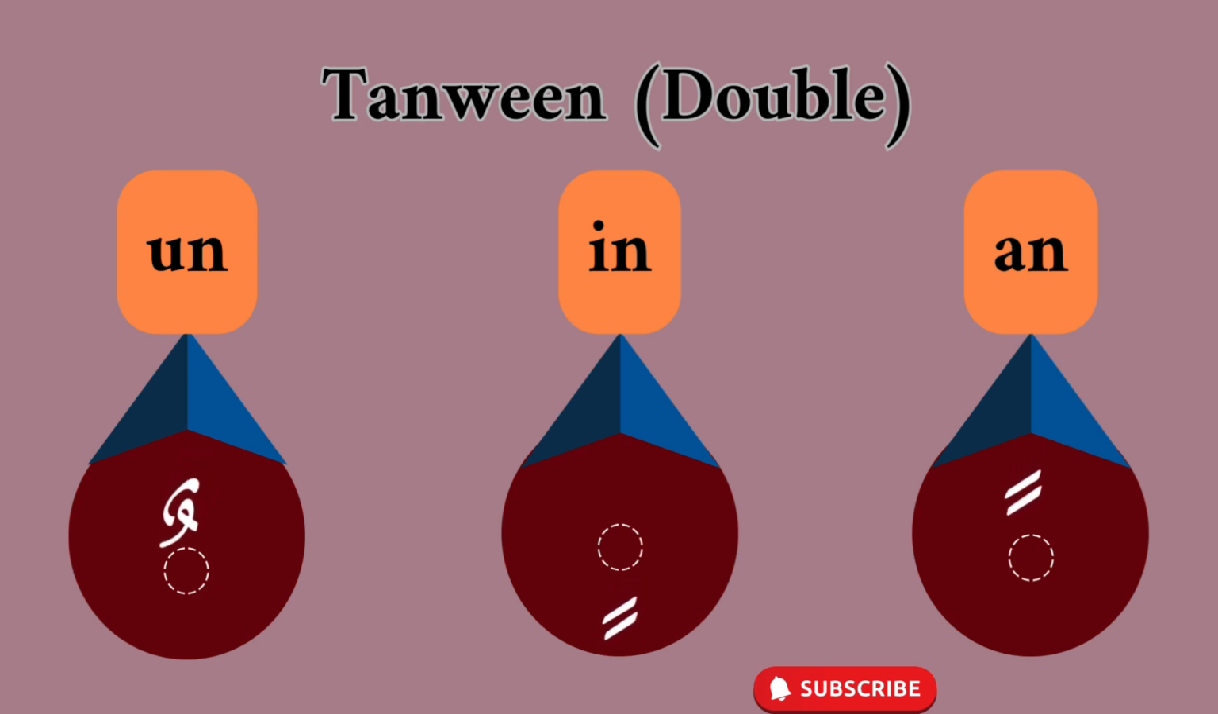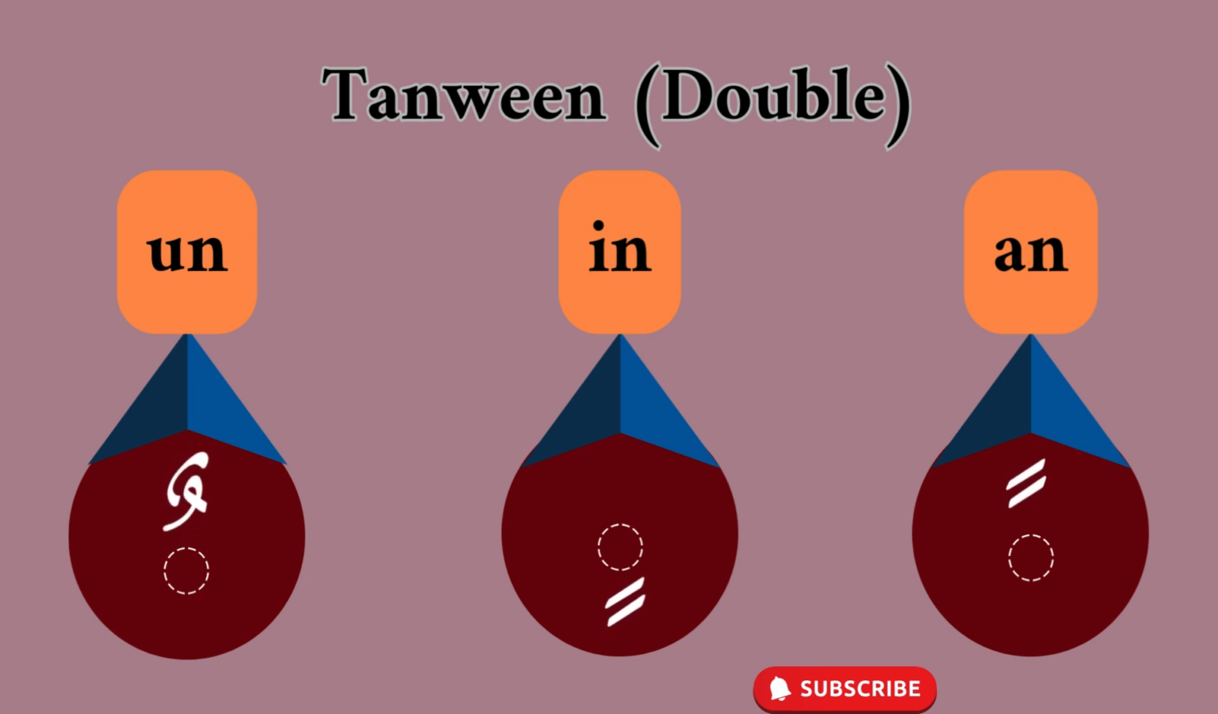Now, when you see two Kasra symbols, one below the other, then it is called Kasratain, a double Kasra. This gives an ending sound to the letter. Ba with the double Kasra gets a bin sound, right? When you see two Damma symbols, one above the other, then it is called Dammatain, a double Damma. This gives an ending sound to the letter. For example, the letter ba with double damma gets a bun sound, right?